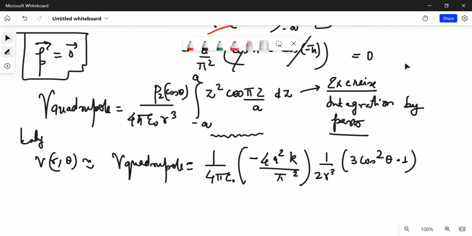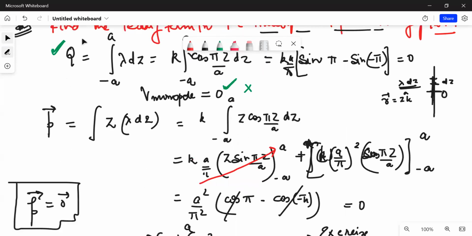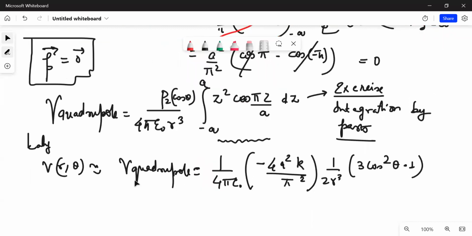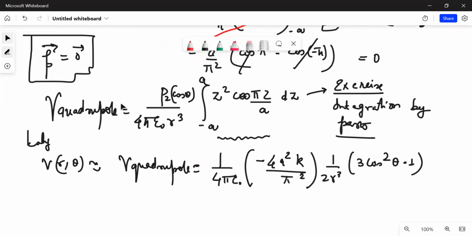Overall, in this question, one can see that the total charge was becoming 0 because of the presence of symmetry, that is, the charge distribution is symmetric with respect to the origin. So your p vector has to be 0. So obviously, your quadrupole moment has to be checked, and in fact, you will find that the potential due to the quadrupole is non-zero. So the leading term in the multipole expansion would be governed by the potential due to the quadrupole. So this will be the leading term.